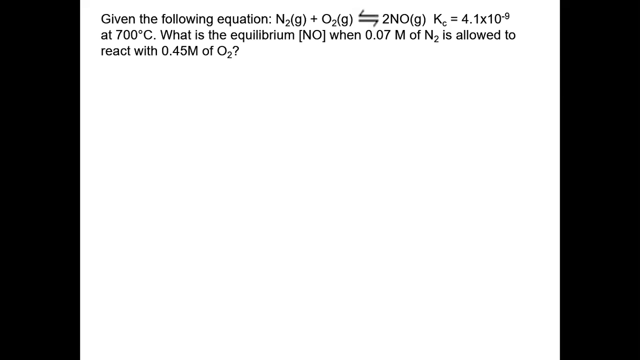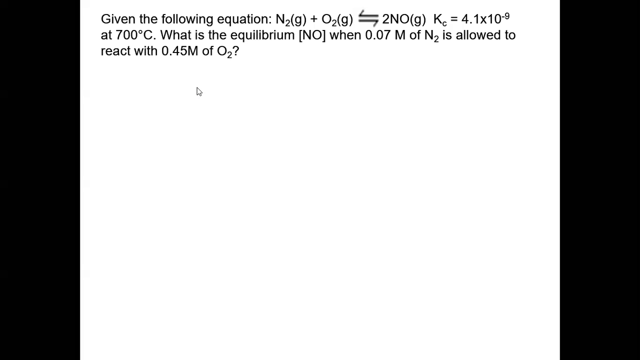In this lecture, we'll be looking at more practice problems involving calculating equilibrium concentrations using the ICE method from initial concentrations. In this reaction, we have the synthesis of NO. It gives us the Kc of the reaction of 4.1 times 10 to the negative 9 at 700 degrees Celsius. What is the equilibrium concentration of NO when 0.07 molar of N2 is allowed to react with 0.45 molar of O2? Again, in this problem, we're looking for the equilibrium concentration of NO, and we're given the Kc.